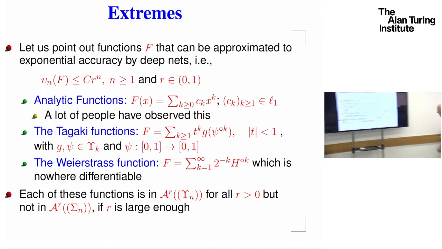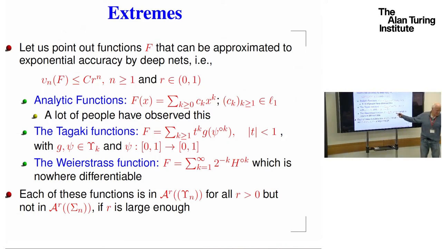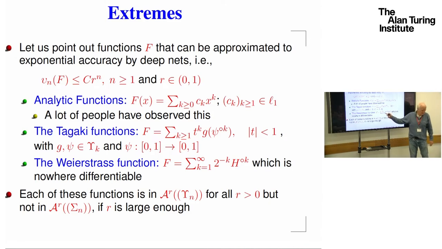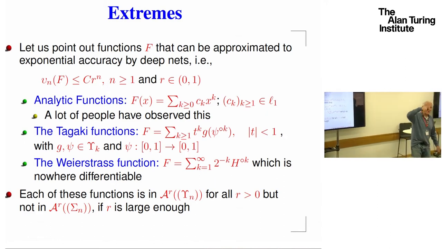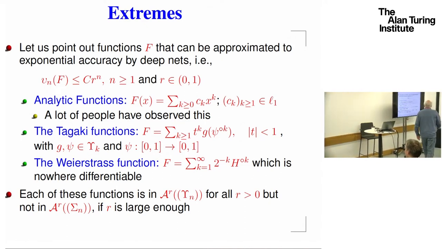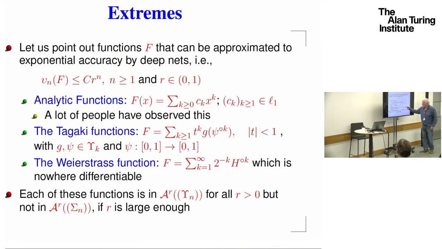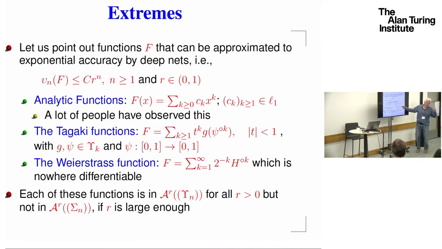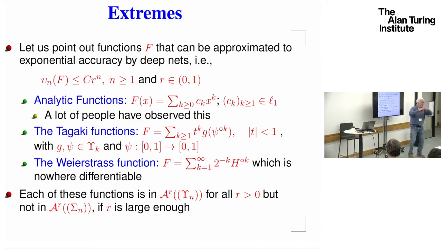The important thing is that this function is the simplest example of a function that's in Lipschitz 1, but nowhere differentiable. Look at this one. It goes up and down, and you're adding them together. So this is a function that's nowhere differentiable, but approximated by neural networks with exponential accuracy. So we have two ends of the spectrum. If the function is real nice, we can get it with exponential accuracy. But also at this end, it doesn't have any nice differentiability, and we get it.